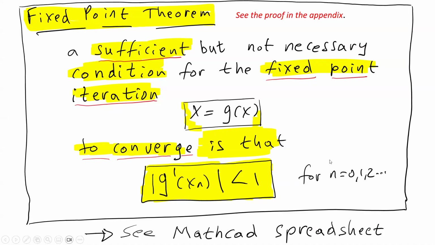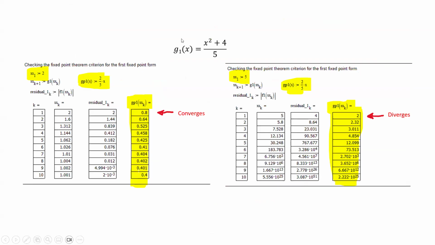Let's check the fixed point theorem criteria for the first fixed point form, using the two initial guesses. This is the first fixed point form for the previous problem, and now we are checking it for these two initial guesses. The derivative of g(x) is 2 over 5 times x, and once we evaluate it at this initial guess, the value is less than 1, and this means the algorithm converges to one of the function's roots with this rearrangement and this initial guess.